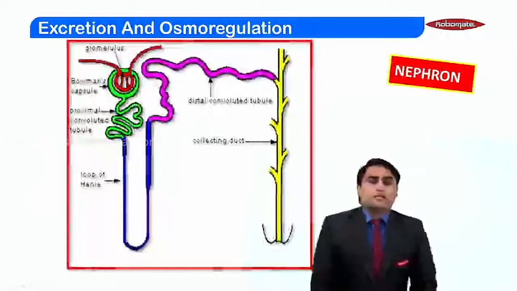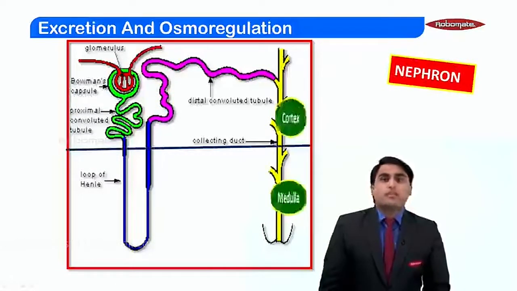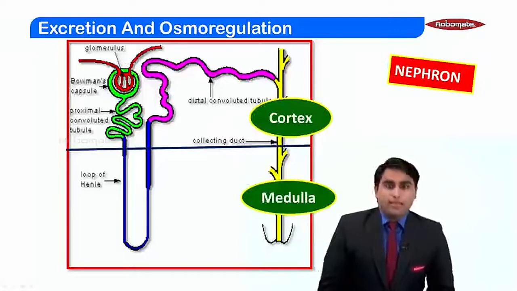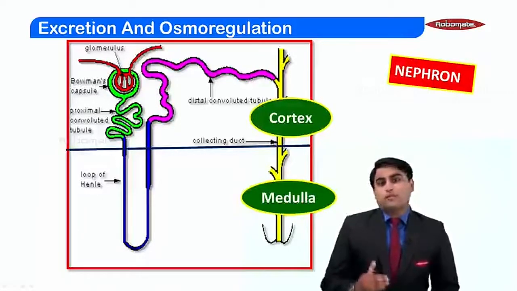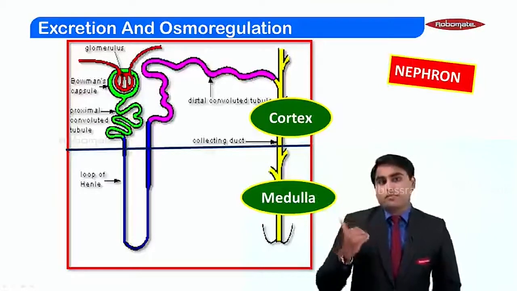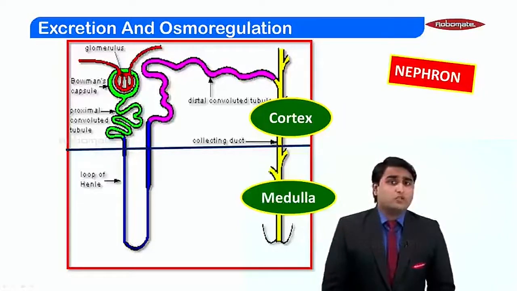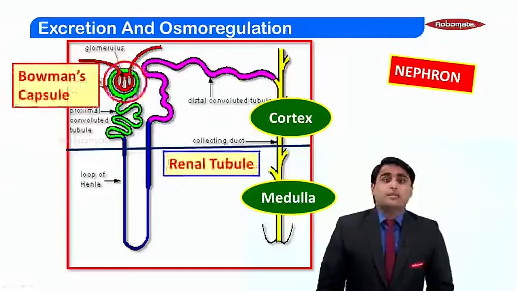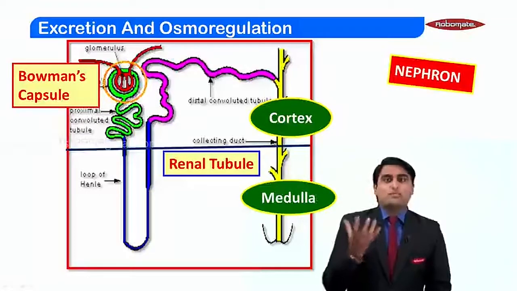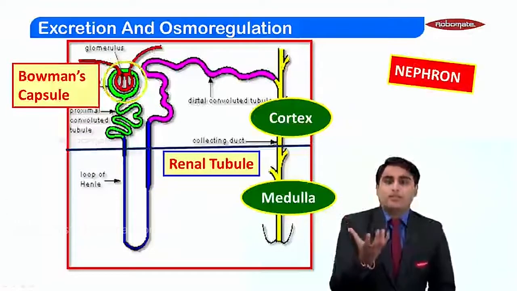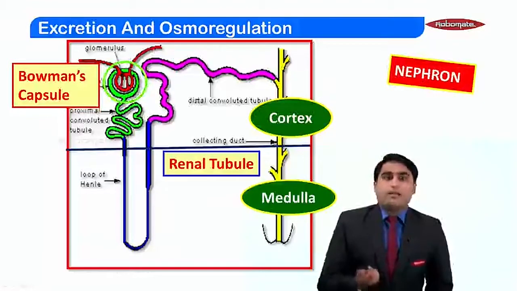Moving ahead, as you know my friends, the kidney is divided into two sections, the renal cortex and the medulla. If you observe this diagram, you can notice that some parts of the nephron are located in the cortex and some parts are located in the medulla. The nephron is divided into two main parts, that is the Bowman's capsule and the renal tubule. You can see a small green colored capsule located inside the cortex, which is called Bowman's capsule, and a renal tubule.